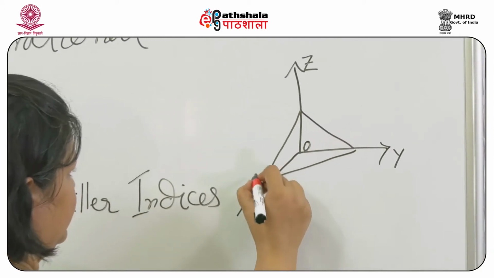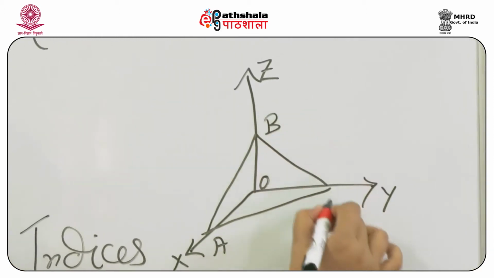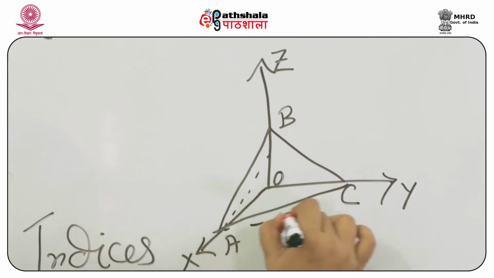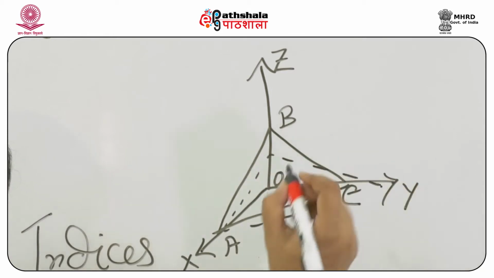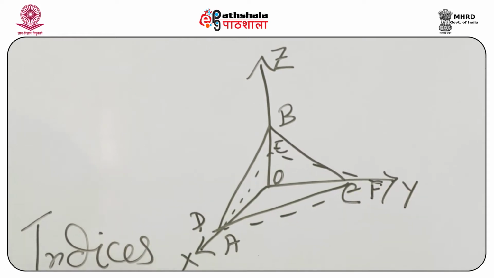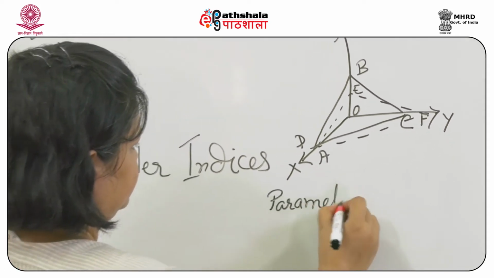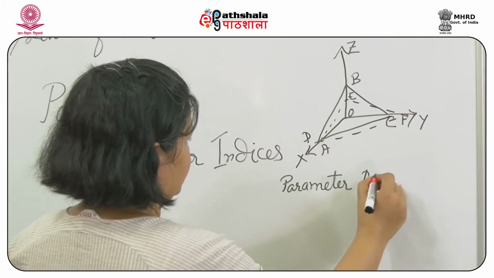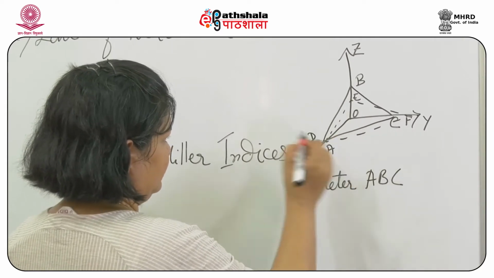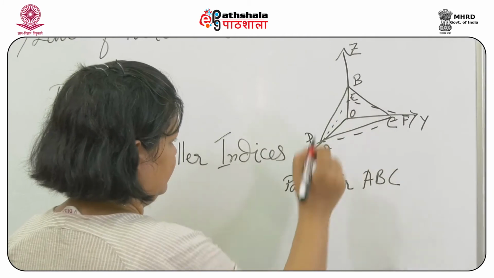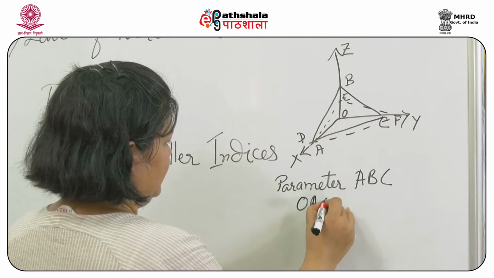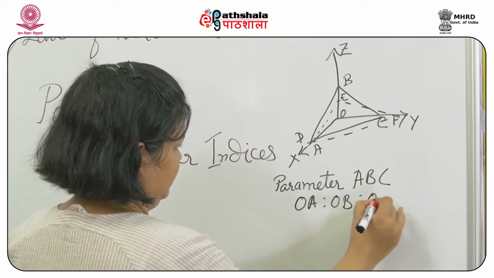This is the O, the origin. We have A, B, and C. Then we have another crystal face which is like D, E, and F. The parameter for the face ABC is nothing but the intercept of the crystal face on the crystallographic axes X, Y, and Z. So for the ABC face, we have the parameter as OA is to OB is to OC.